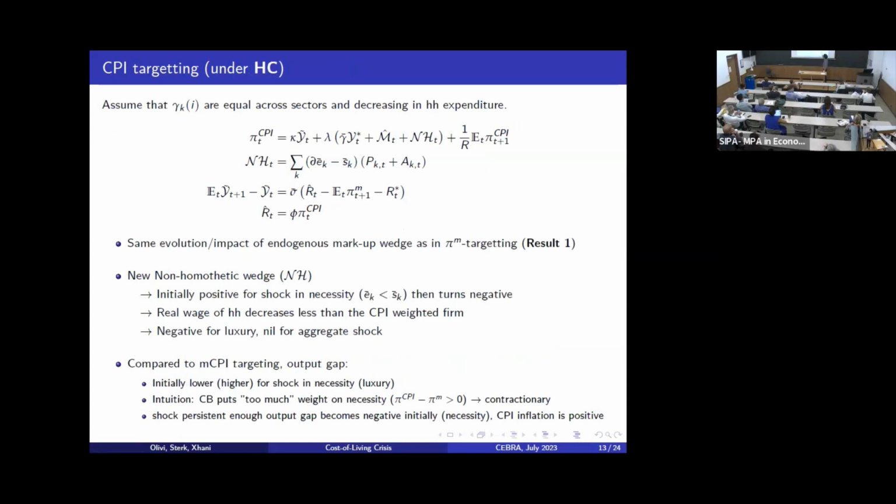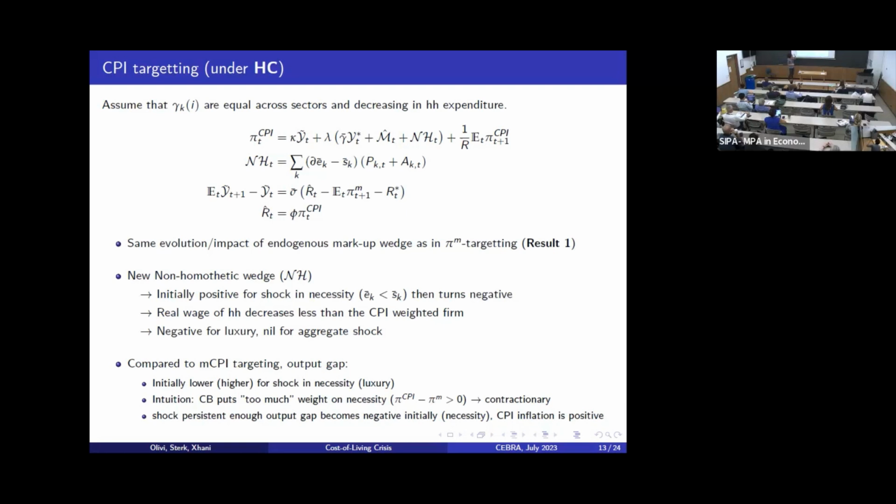In the Phillips curve for the CPI index, you have this wedge that comes from the price wedge that I denote by NH, which is the non-homotheticity wedge that depends on the difference between the marginal budget share index and the CPI budget share index. And this wedge is going to be positive if you have a shock in necessity, and negative if you have a shock in luxury. So what happens when you target CPI? In this world with non-homotheticity, in that case the wedge is positive, it's going to push CPI by more. So you're going to have some inflation in CPI. And if you target CPI compared to the marginal CPI index, you put too much weight on necessity. So you're going to push down the output gap, and the output gap is going to become negative.